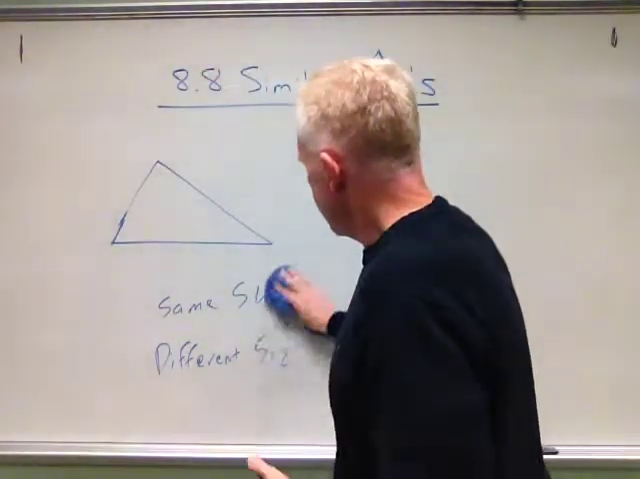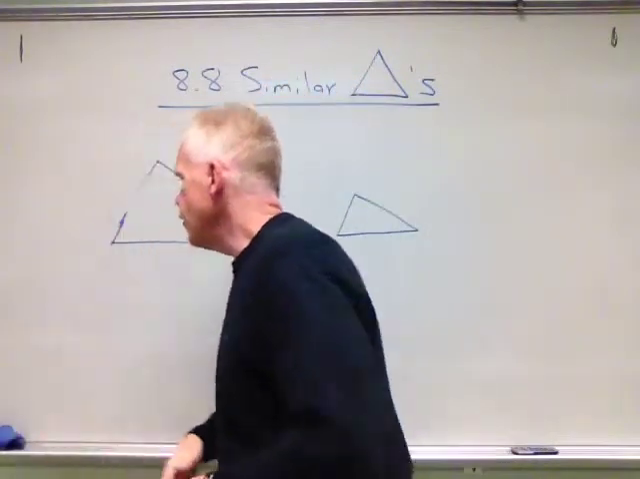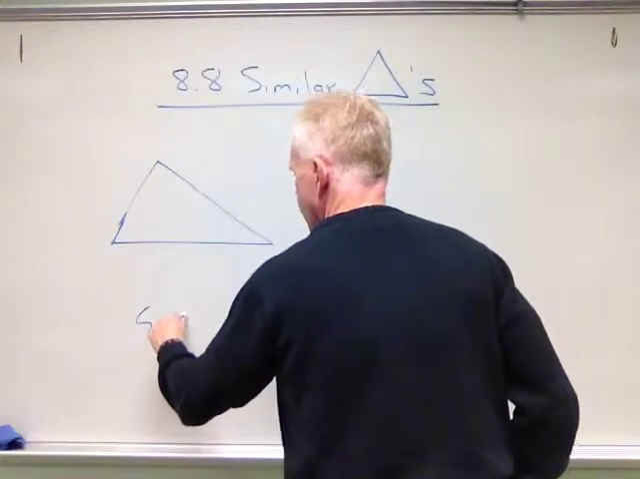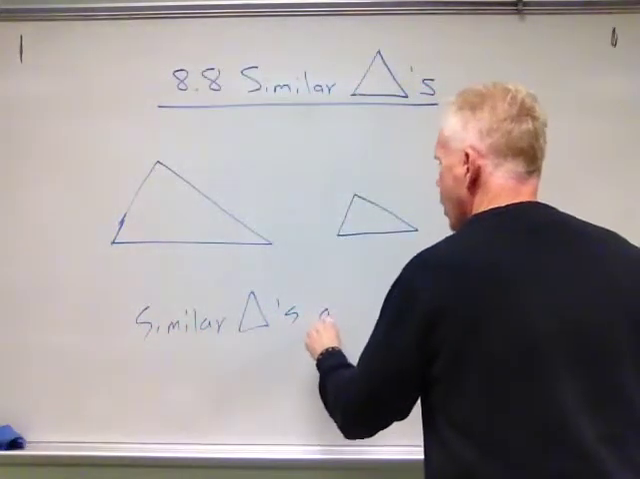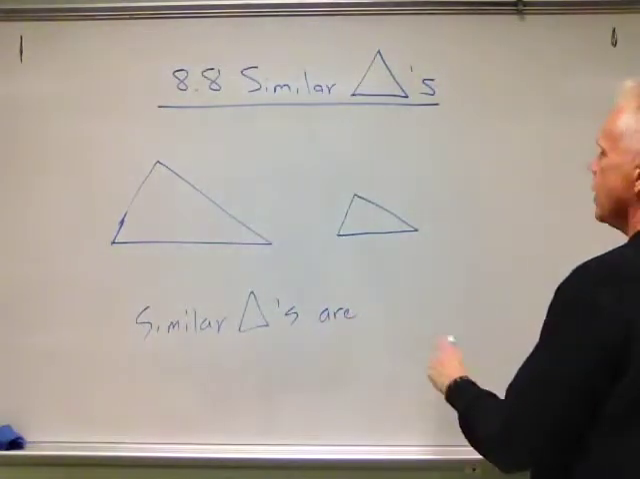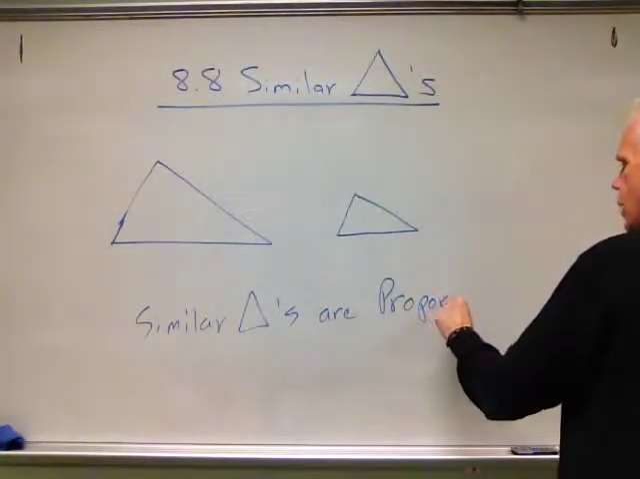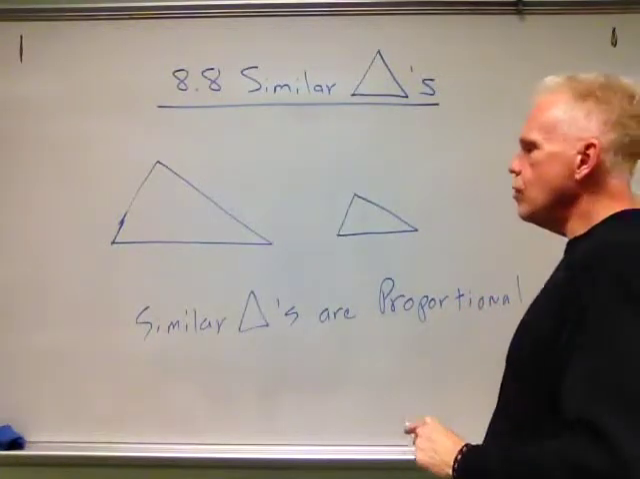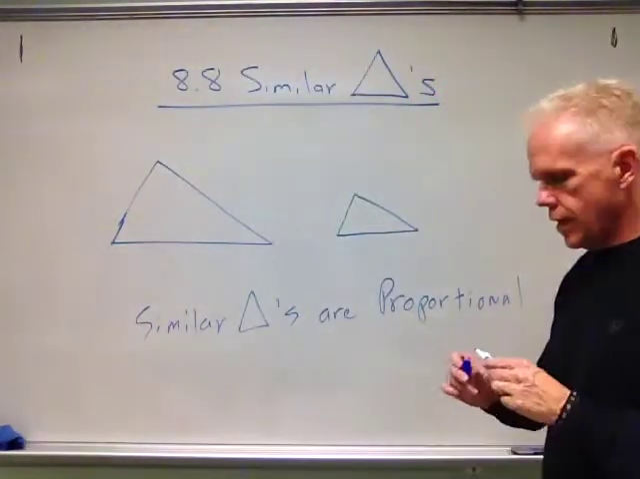Now, similar triangles. A little tidbit of important information about similar triangles. Similar triangles are what we would call proportional to one another. Proportional. We can use similar triangles to create proportions. They're proportional to one another.